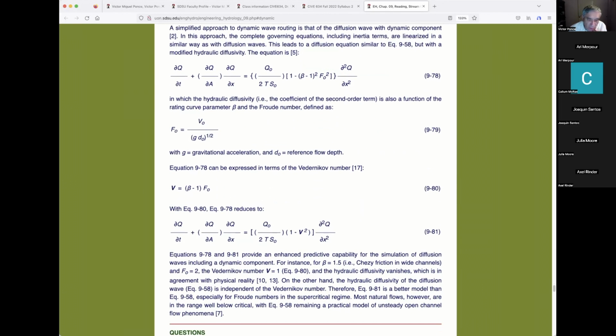So equation 981 turns out to be the complete combined convection-diffusion equation. Convection is over here, and diffusion is over here. That's just a convection first order term with a sediment celerity in the front. And this is the diffusion second order term with the Hayami diffusivity, the complete Hayami diffusivity with Vedernikov number dependency.